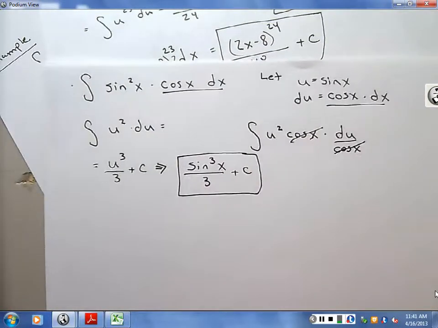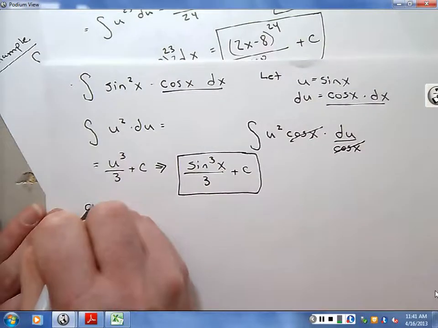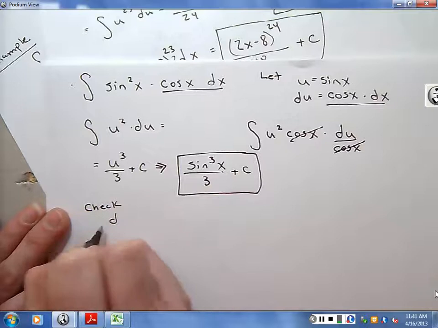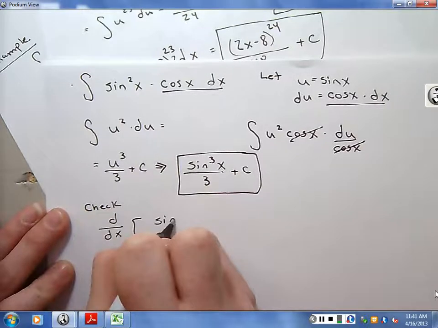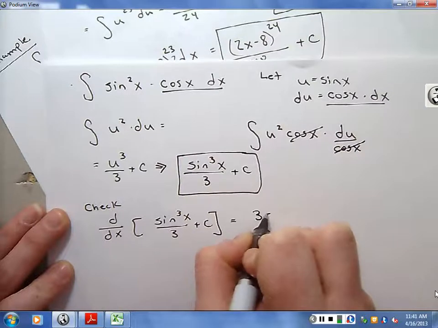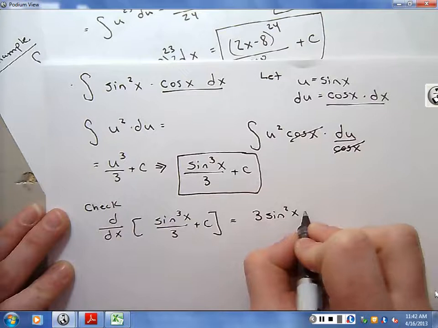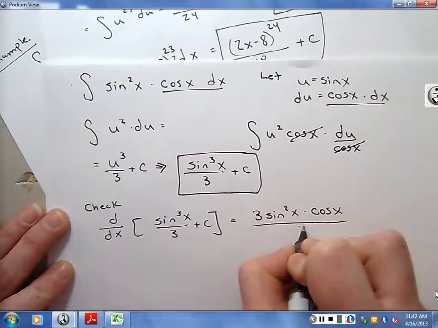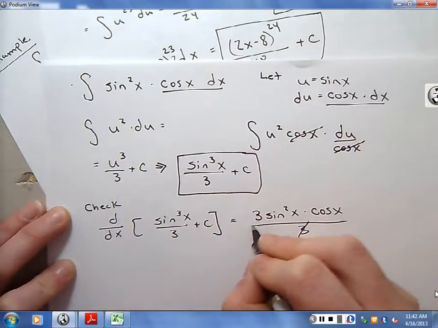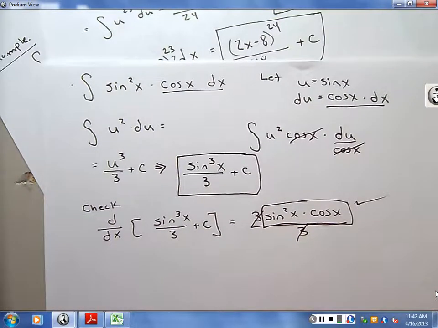You can always check your work here. I've integrated, and I got an answer. If I differentiate that answer, I should get my original function. So let's check that. What is the derivative with respect to x of sine cubed x over 3 plus c? Well, that would be 3 sine squared x times cosine of x over 3, which is what I originally started with, right? So then I did that correctly.